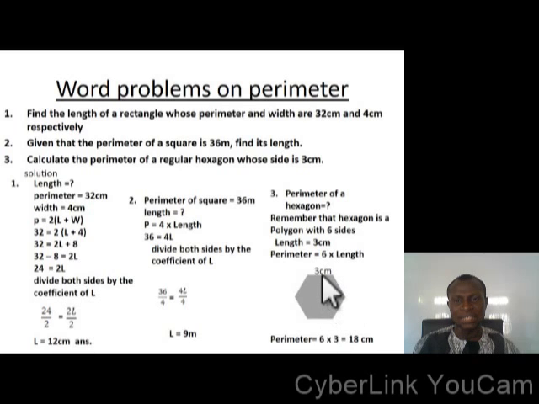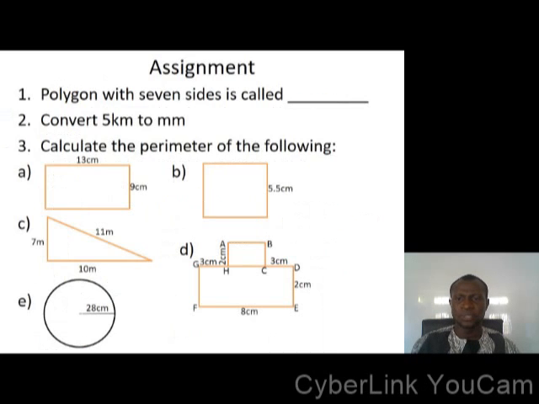So if this side is 3 centimeters, this side should also be 3 centimeters. This side 3 centimeters, this side the same thing, this side the same thing, this side the same thing. The formula for calculating the perimeter of a regular hexagon will be 6, because it has 6 sides, times the length given, which is 3. So the perimeter will be 6 times 3, which gives us 18 centimeters. Or you say 3 plus 3 plus 3 plus 3 plus 3 plus 3, which is 3 into 6. That will give us 18 as our answer.